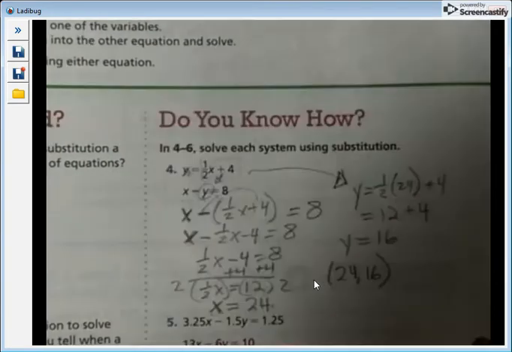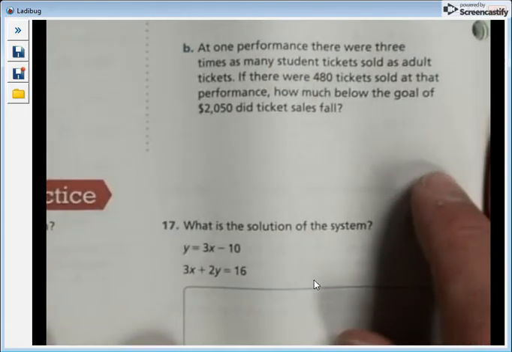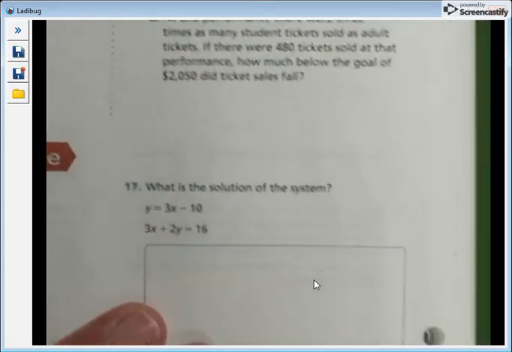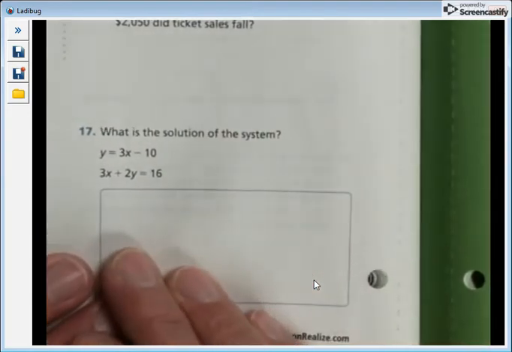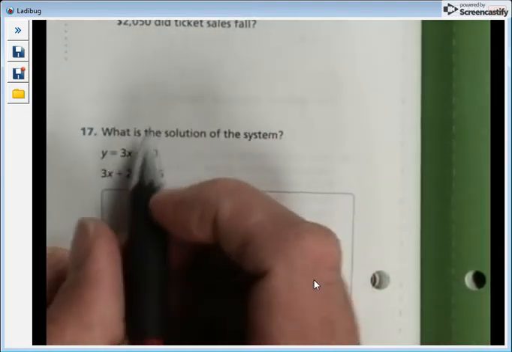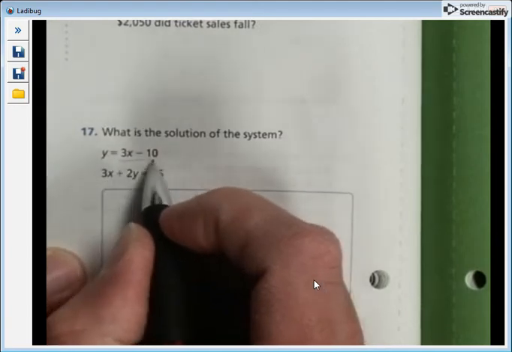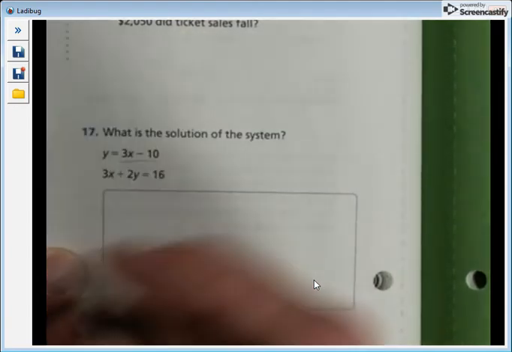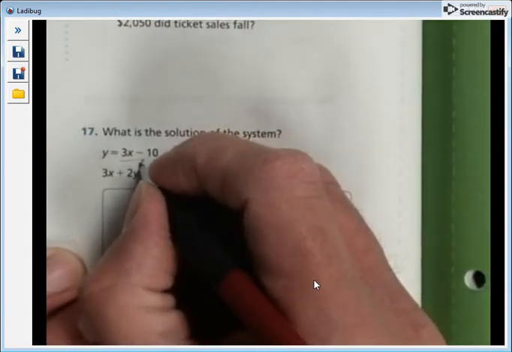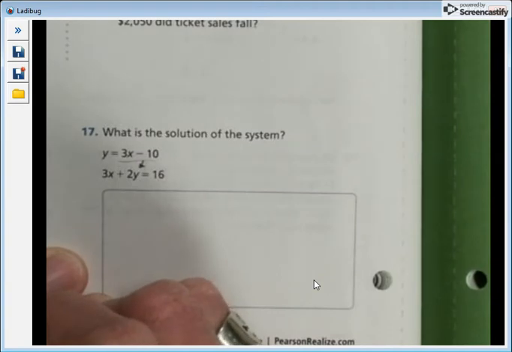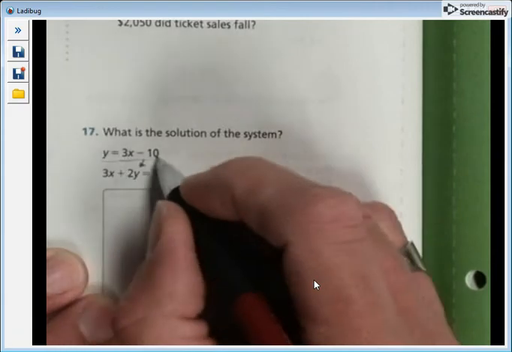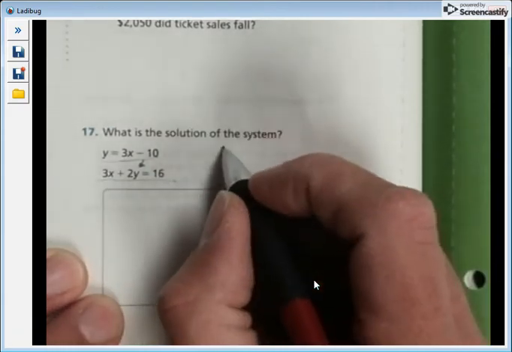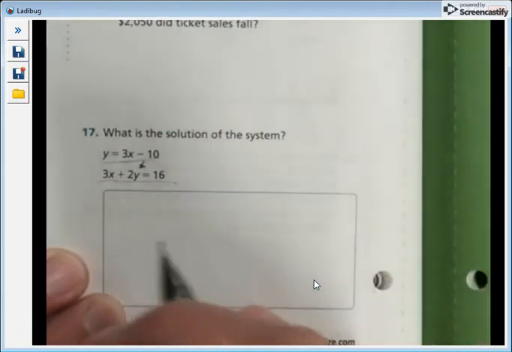I then wanted to turn the page and go over here and do this one. All right, what is the solution of the system? So again, I have a situation where it's telling me y equals 3x minus 10. So I can put that in to that. Replace that y with 3x minus 10 because, again, the objective is to find out where do these two equations have the same x and y? Where do they cross and connect?